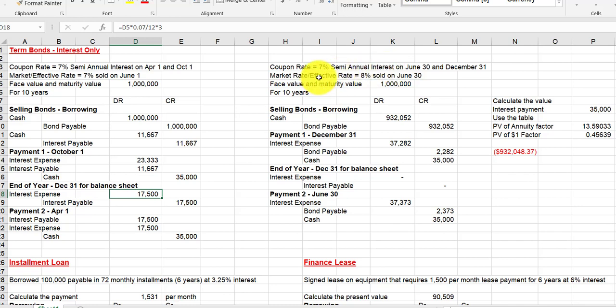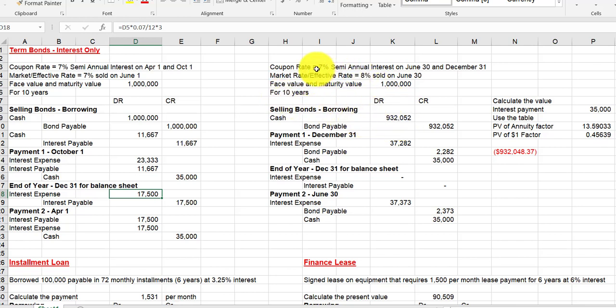This time the market or effective rate is 8%, and we sold it on June 30th. Because the date we sold it is the same as the date it starts, we don't have to worry about this extra cash when we start the bond. Face value and maturity value is still $1 million, and it's still 10 years. So those things are the same.